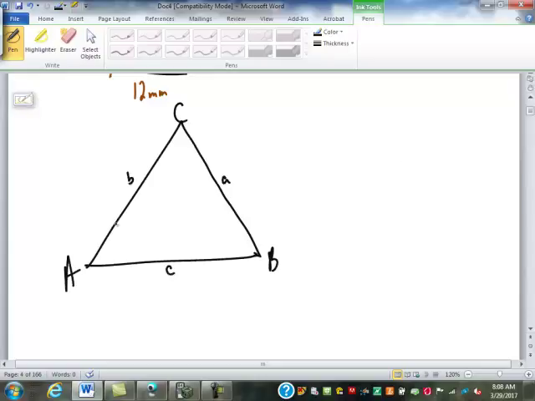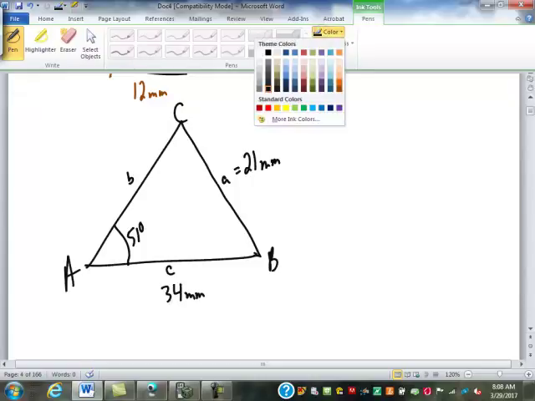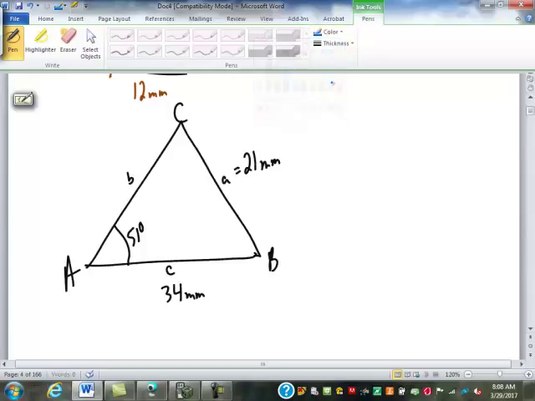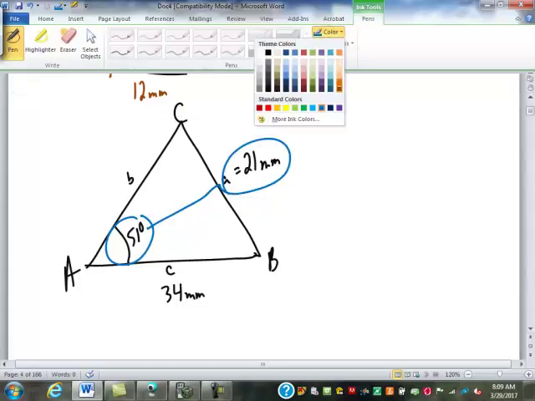If I give you this angle here is 51 degrees. This side here is 21 millimeters. And this side over here is 34 millimeters. Now, we have an angle and its opposite side. So now we're ready to go.